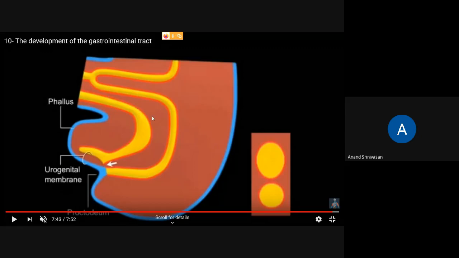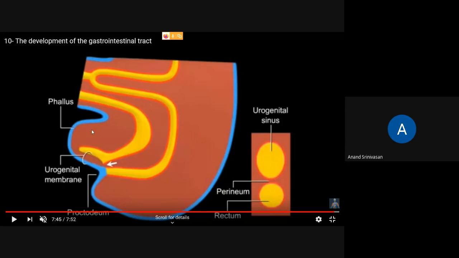Now concentrate on this urorectal septum. It comes towards the ectoderm and completely separates the allantois from the hindgut. Thereby the cloaca is divided into two parts, an anterior part and a posterior part. Here you can see the endoderm is now getting connected to the ectoderm, and this portion is called the proctodeum. The anterior part is called the urogenital sinus, which develops into the genitourinary tract, which is your next module.